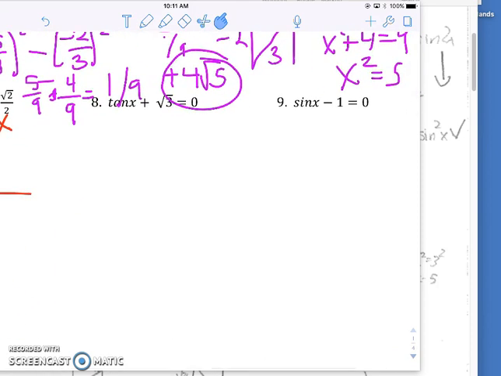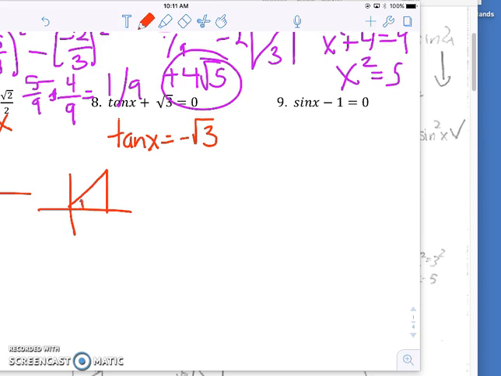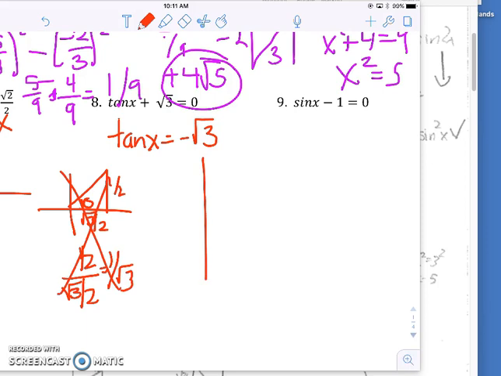This next one, the tangent of x. So if we solve for that, we have the tangent of x equals negative root 3. So this is one where we have to figure out, is it a 30, 60, 90? So let's play around with this. If this is 30, we'd have 1/2 root 3 over 2. So opposite over adjacent would be 1 over root 3. So it has to be 60-degree reference.